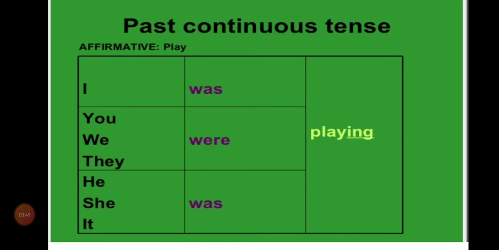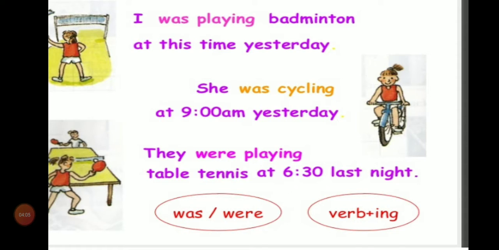So you, the pronoun you, takes were and then the verb plus ing. You were playing. He takes was. He was playing. Okay? Let's read some more examples. I was playing badminton at this time yesterday. I was, and then the verb playing in the gerund form. She was cycling at 9 a.m. yesterday, at a specific time in the past. That's why we're using the past continuous tense.